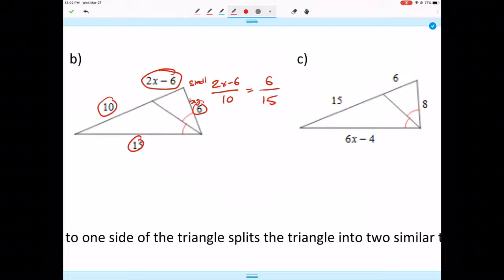All right, so you would maybe want to multiply both sides by 10. Cancel, we get 2x minus 6 equals 60 divided by 15, which is also equal to 4.